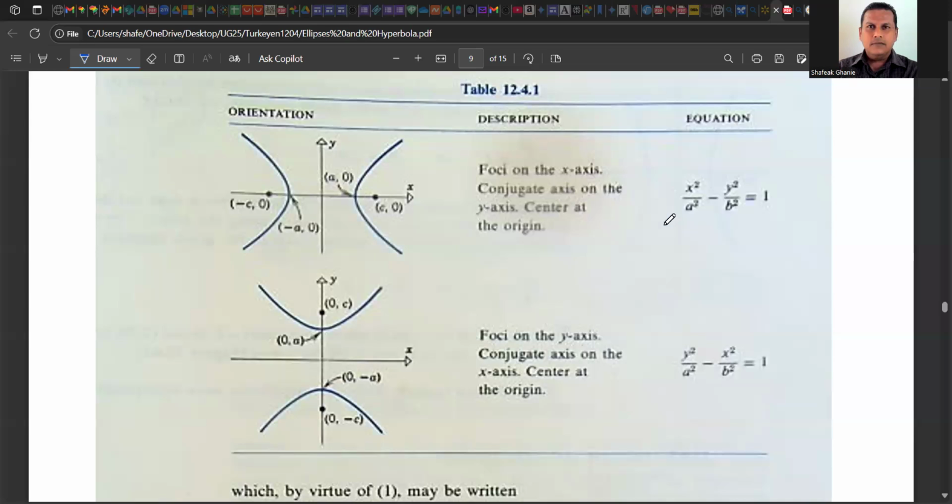Yeah, so these are basically the equations when the center is the origin, right? So this is more of the previous course.